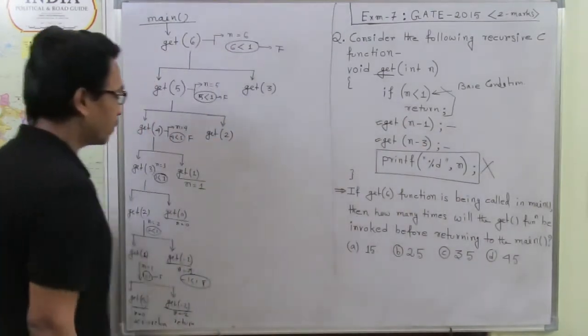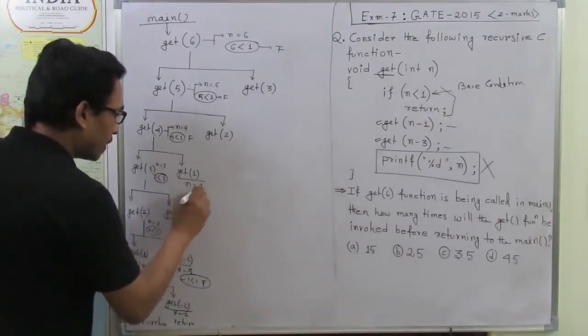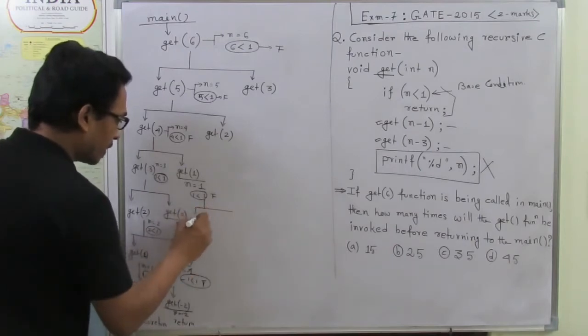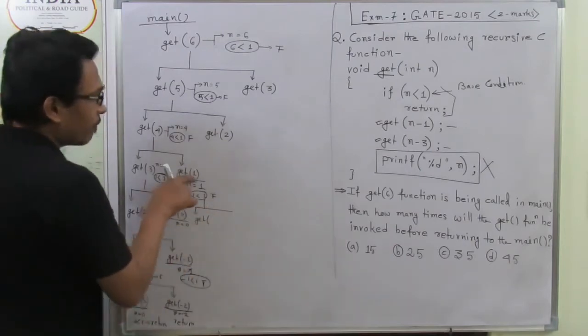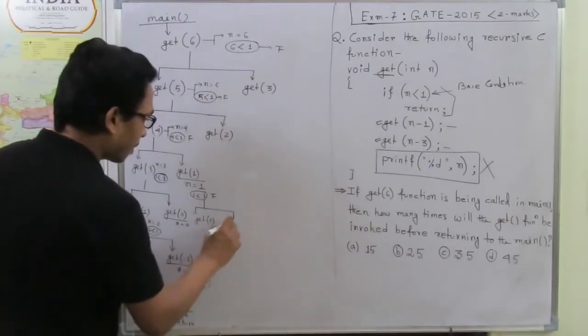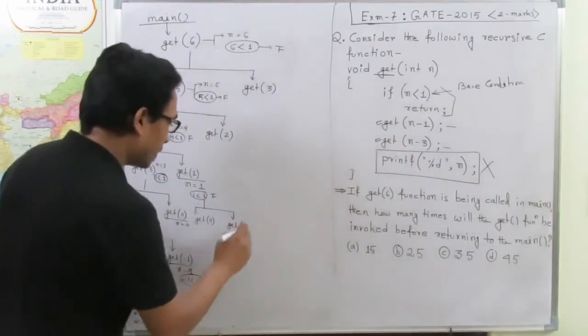Here the value of n is 1. So 1 less than 1, this one is false. That means again we have two function calls. One is get 1 minus 1, that means 0. Next one will be get n minus 3, that means minus 2.